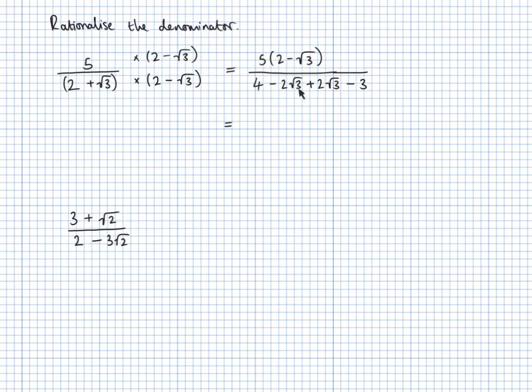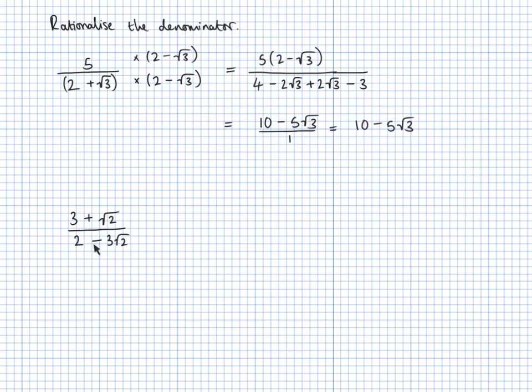Okay, so I'm going to be left with 1 at the bottom, and at the top I'm going to have 10 take away 5 root 3 over 1. Now dividing anything by 1 is just that. Okay, so 10 take away 5 root 3 would be my answer here.